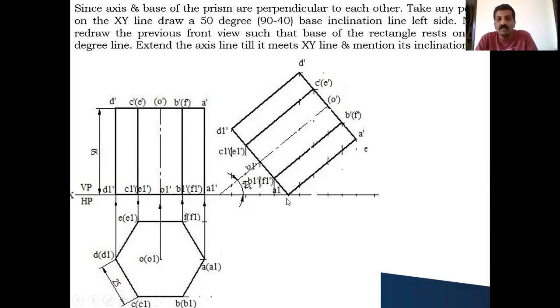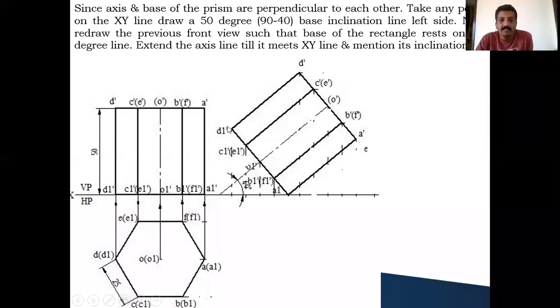The A1 you have taken here. Now A1 dash to D1 dash, this distance you take with the help of your compass. From this as the center, you cut a 50 degree line like this. So you join this A1 dash and D1 dash, and after joining this line, you take these corresponding distances and cut it here and mark those points. All the corresponding points you have to mention here. So the base is completed.